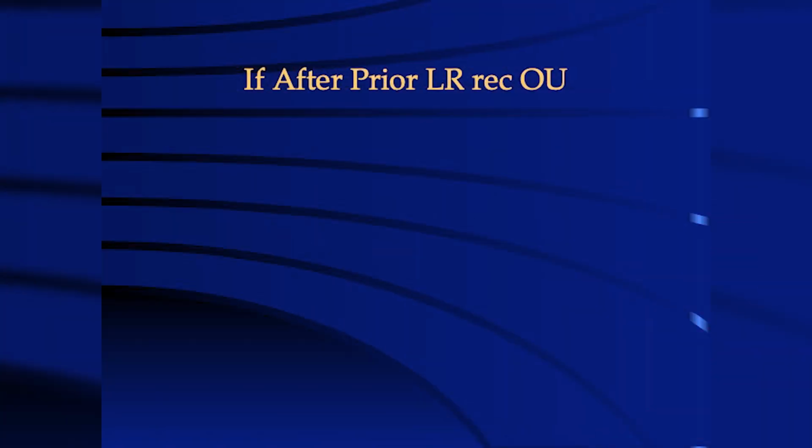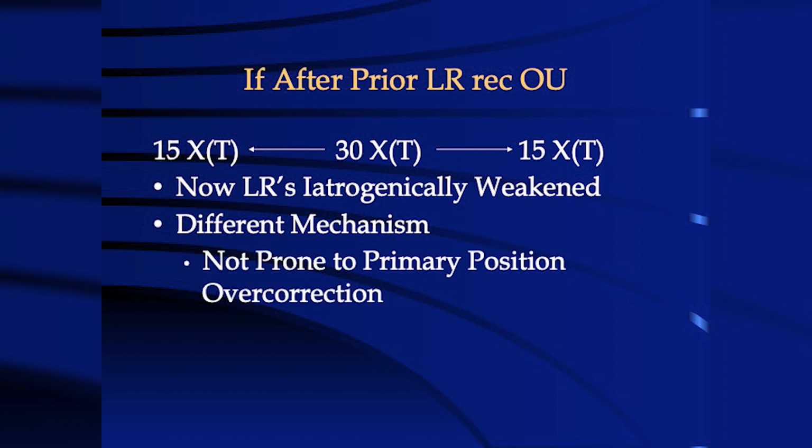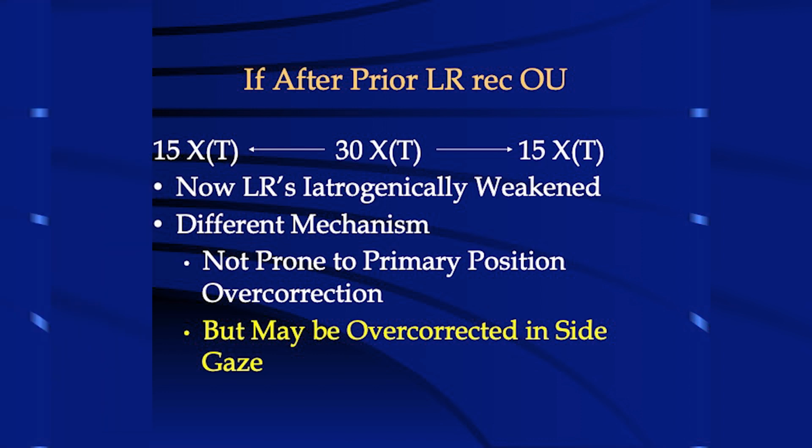But what about when it happens after prior lateral rectus recessions? It's not uncommon. You weaken the laterals, the deviation comes back. Because you weaken the laterals, they now are less in right and left gaze. In this situation, the laterals are iatrogenically weakened. So this is a different mechanism than the de novo lateral concomitants. And these patients are not prone to overcorrection in primary. However, because the deviation is smaller in right and left gaze, they may be overcorrected in side gaze if you don't tailor your surgery accordingly.